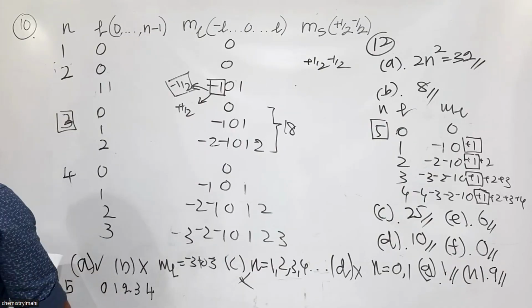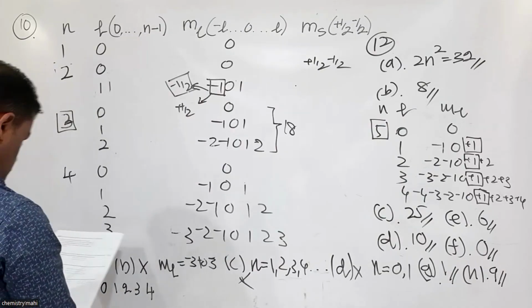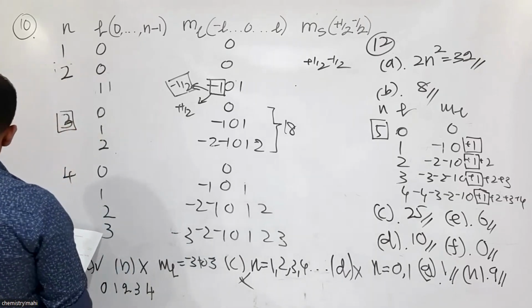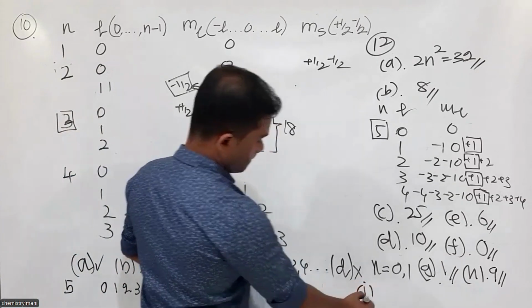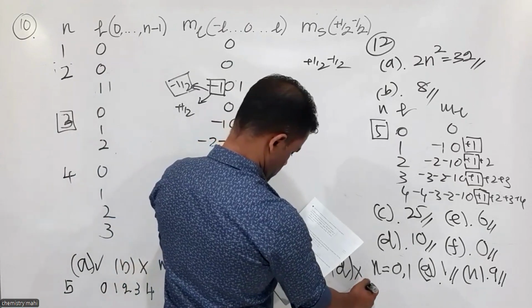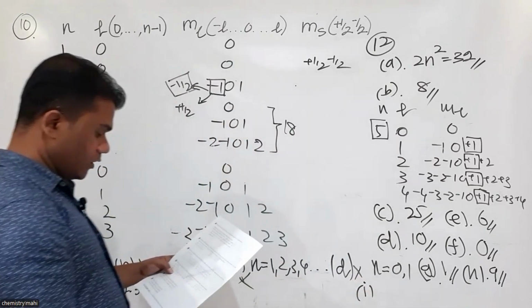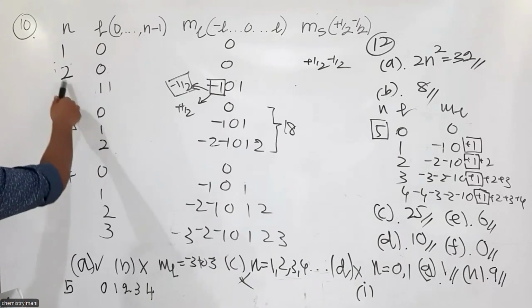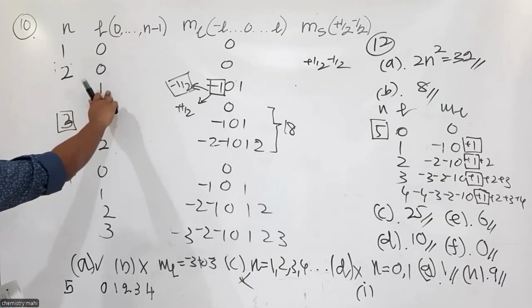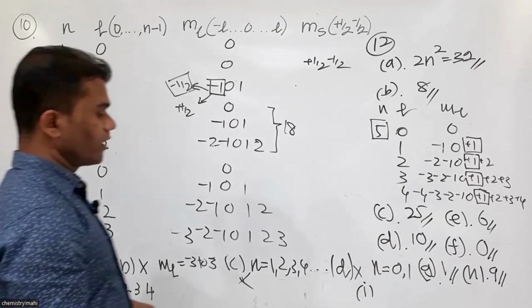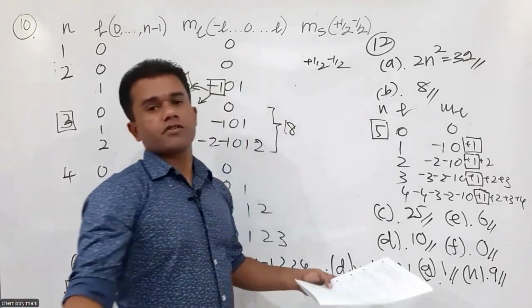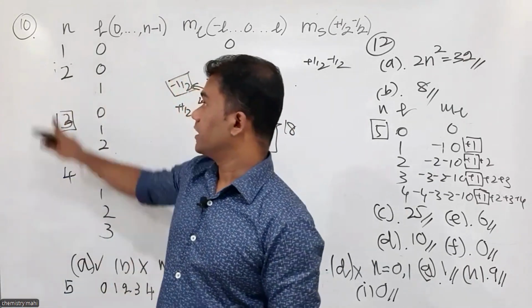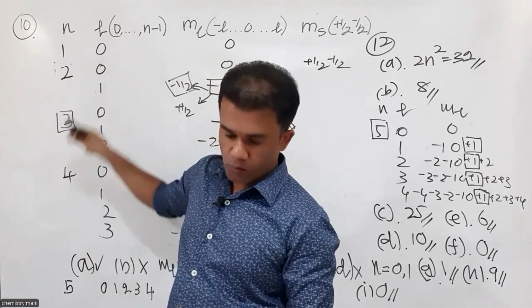A, B, C, D, E, F, G, H. We go to H also. Then I. This is I. N equals 2, L equals 2. We don't have that. There is no electron that can have N equals 2, L equals 2, because there is no such combination. If N equals 2, possible L is 0, 1 only.